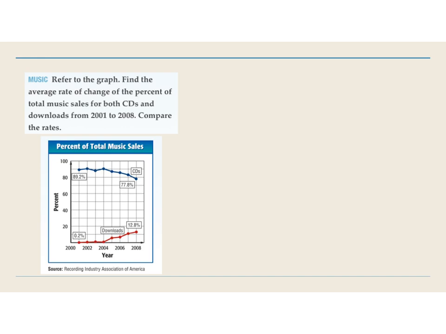So in our first example, we need to refer to the graph, find the average rate of change of the percent of total music sales for both CDs and downloads from 2001 to 2008 and compare the rates. So first thing, we're just going to look at CDs. So CDs is the blue line on top. Our rate of change formula is the change of y. So y2 minus y1 over x2 minus x1. The change of y's over the change of x's.